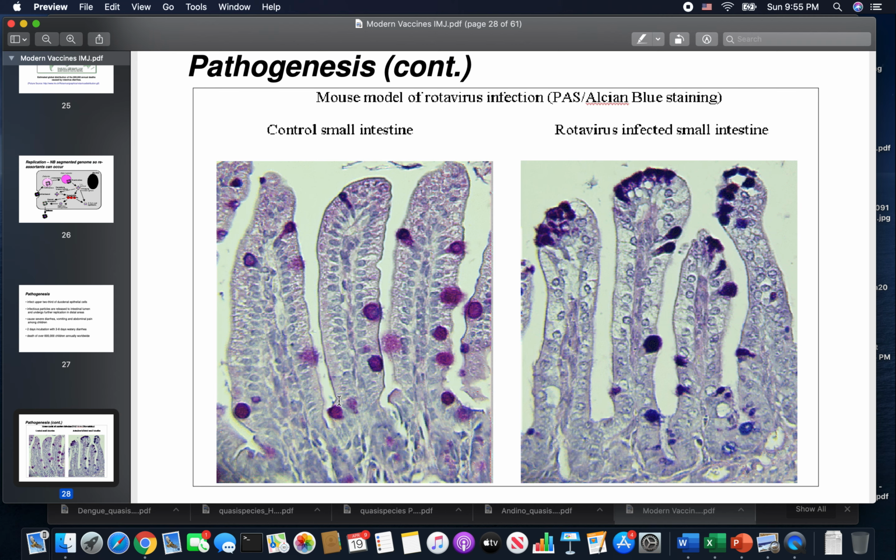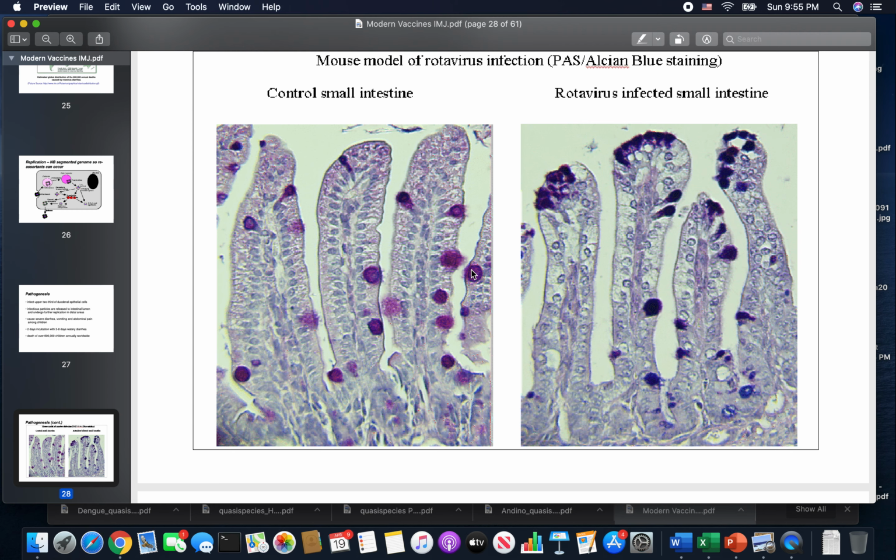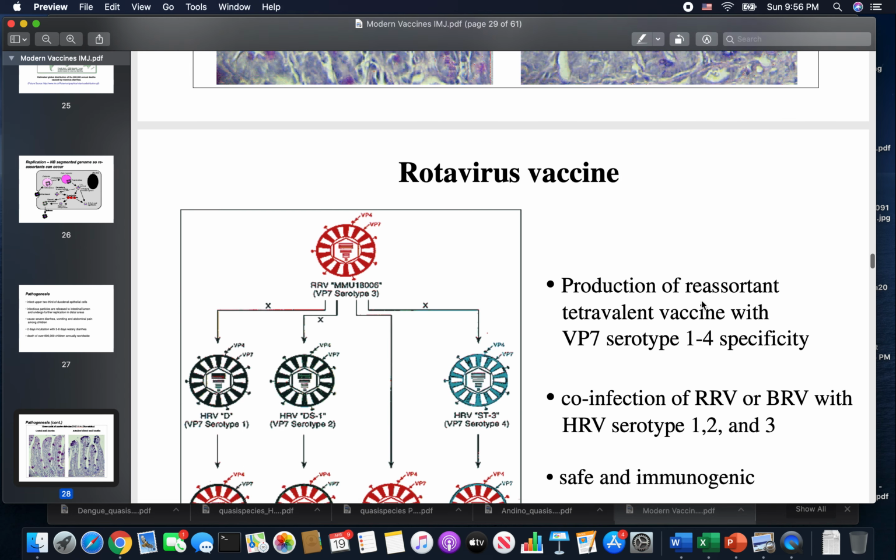So pathogenesis, what does rotavirus do to you? Well, shown here, this is the small intestine of a healthy individual, and these are the little cells that are going to be secreting the digestive juices. And then as you can see here, this is rotavirus infected small intestine, and you've just got sort of disruption. Some of these cells are just hollowed out and dying. They don't look good. They're not doing their job anymore. That's because of the infection. The infection is what's doing this to them.